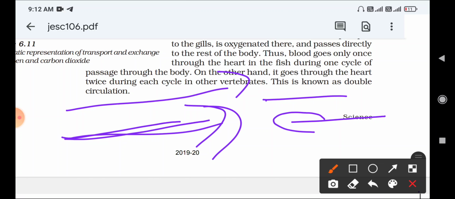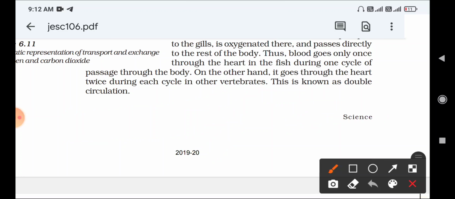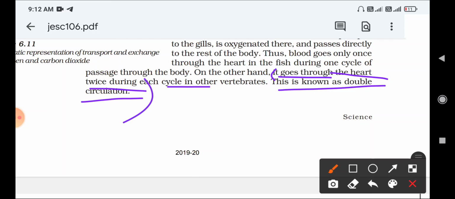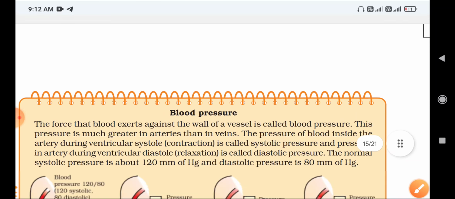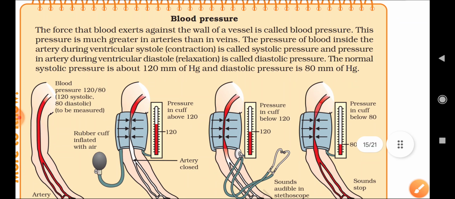Again, a very important question. The blood flowing two times through the heart is called a double circulation. From this point, the blood goes through the heart twice during each cycle. This is known as the double circulation. This is the important question. Okay, double circulation. Next comes here.